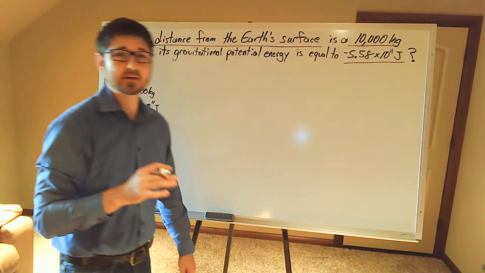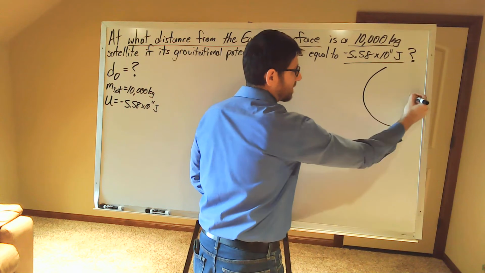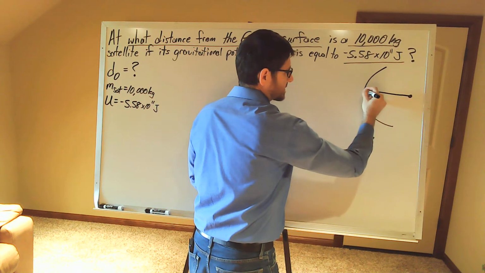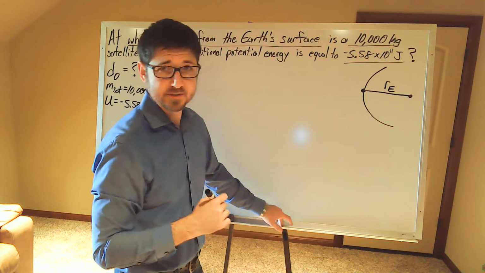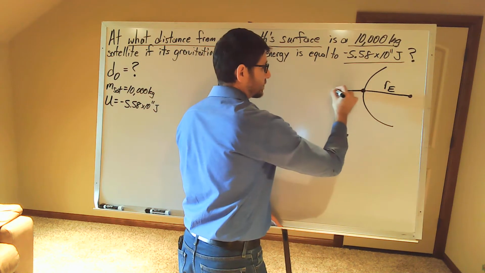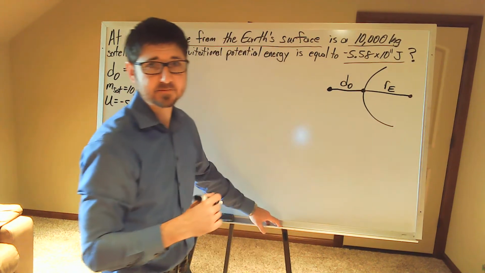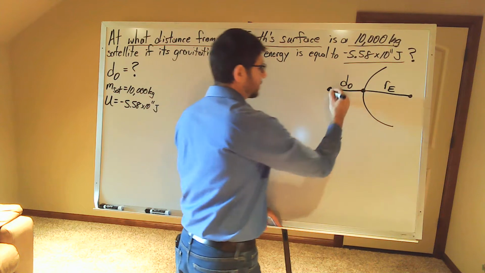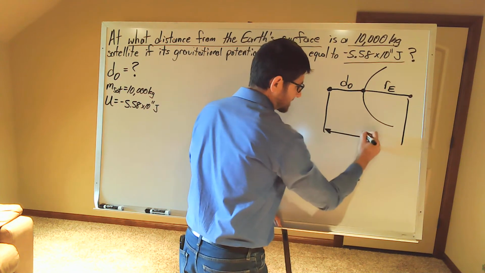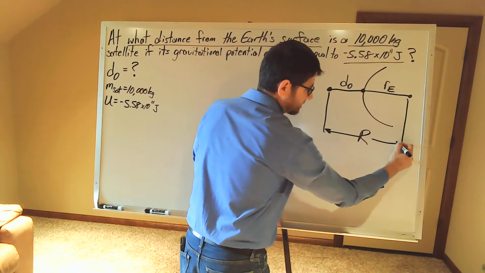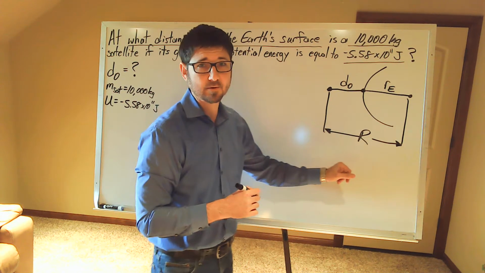Now what we need to do here is go ahead and draw a simple picture to help us with the problem. So this is the radius of the Earth, identified by r sub e, and then we have the altitude of our satellite, identified by d sub 0, and the sum of both of these values is the center to center distance, so the center of the satellite to the center of the Earth, and this is identified by capital R.